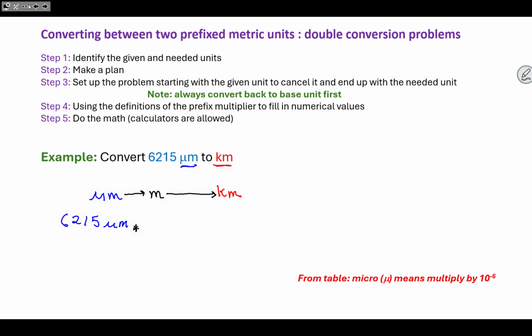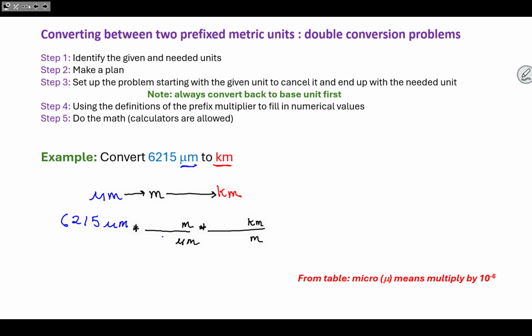Then I'm going to set up my conversion factors. According to my plan, I want to go from micrometers into meters in this first step. Micrometers has to go on the bottom so it cancels, and I want meters on top. Then in my second step, I want to get rid of that unit meter. It goes on the bottom so it cancels, and I want to end up with kilometers.